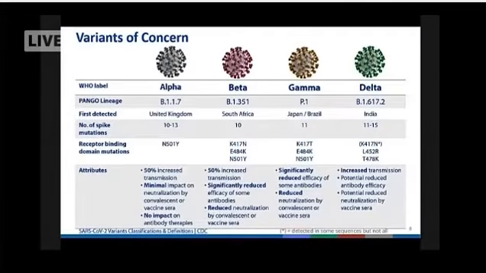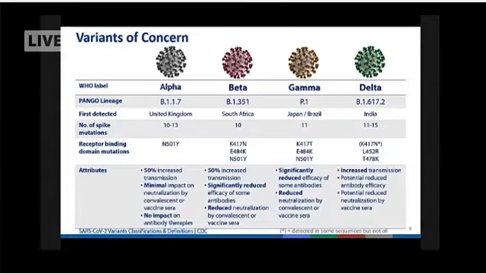4 variants are considered variants of concern. Alpha or B117 first detected in the UK, Beta or B1351 first detected in South Africa, Gamma or P1 first detected in Brazil and Japan, and finally Delta or B1617.2 first detected in India.